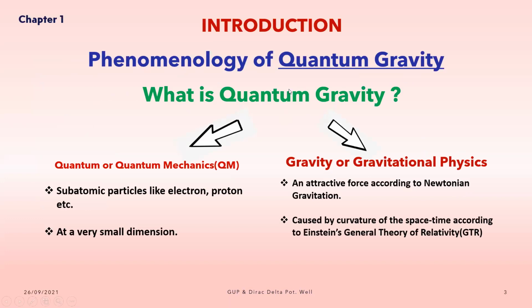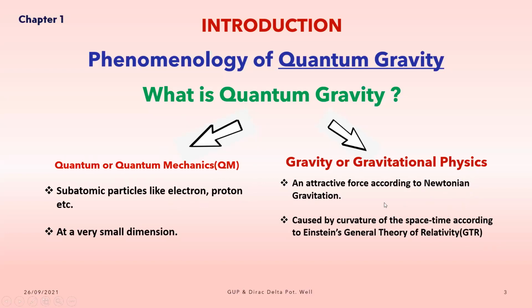If we divide this term quantum gravity in a simplified manner, we can get two terms: quantum mechanics and gravity, or gravitational physics. In quantum mechanics, we study the dynamical behavior of subatomic particles like electron and proton at very small dimensions, and also very small particles like quark, neutrino, etc. And in gravity, we know that we have two approaches: Newtonian gravity and Einstein's general theory of relativity, or GTR.